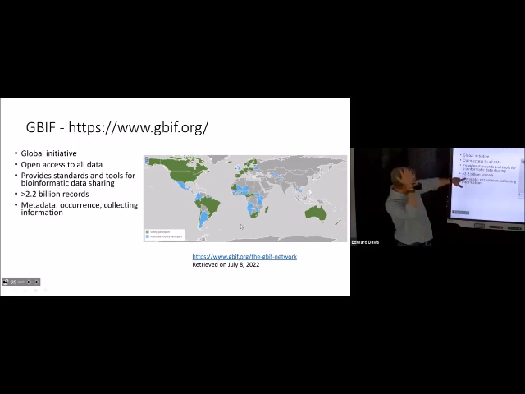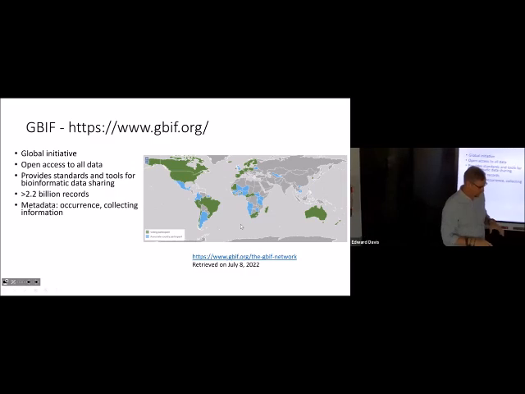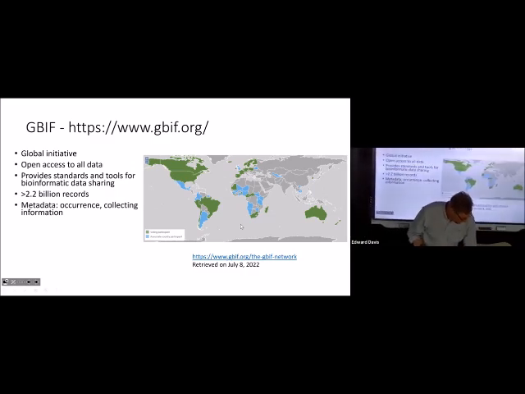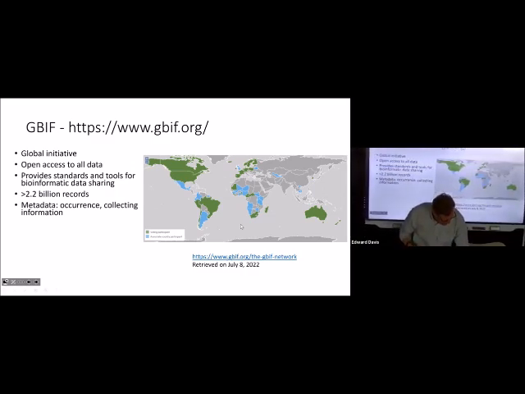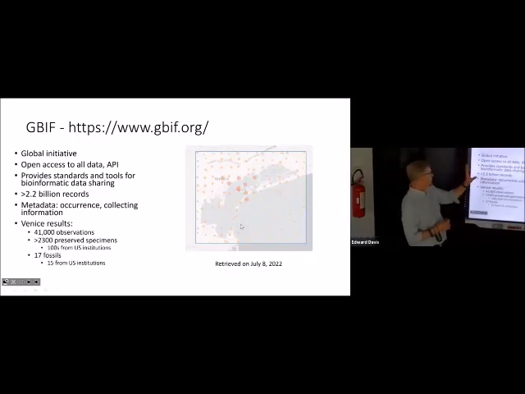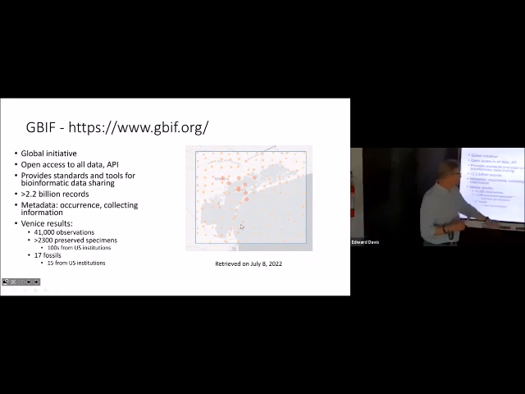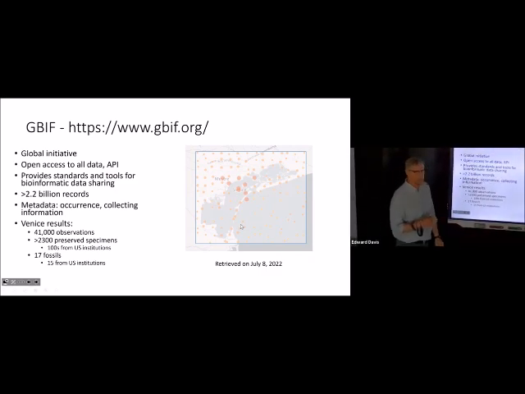There's more than 2.2 billion records in GBIF. It's kind of crazy to think about. It has metadata to talk about the occurrence of the organisms and also the original collecting information. So you can reconstruct a lot about the context of the collection of that organism. I went ahead and looked at the area around Venice, and I found 41,000 observations in GBIF just for the area that I've shown in this little map here.